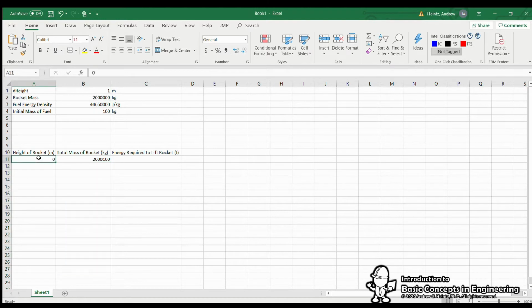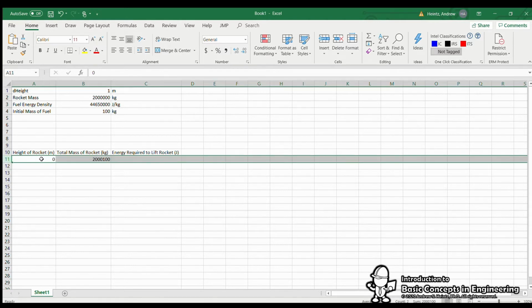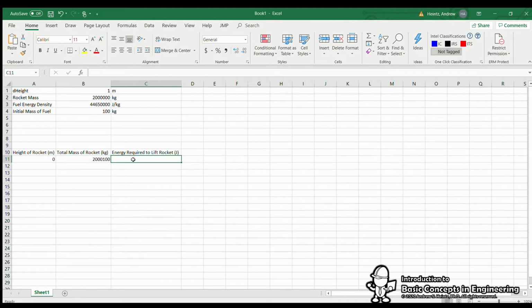All right. So the height of the rocket is 0. Our D height is 1, right? So at this line, what this means is we're going from 0 to 1. We're raising our rocket by 1 meter from 0 to 1. So how much energy is going to be required to lift the rocket? Well, remember our equation. It's going to equal mass times gravity times D, which is distance. So what's our mass? Well, we want the mass of the rocket here. We do not want the initial here, right? Because we want to reference this cell.